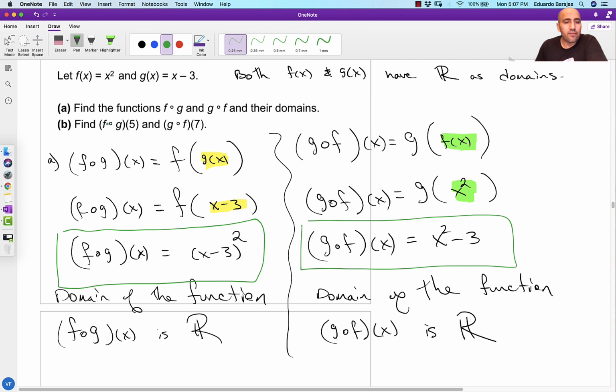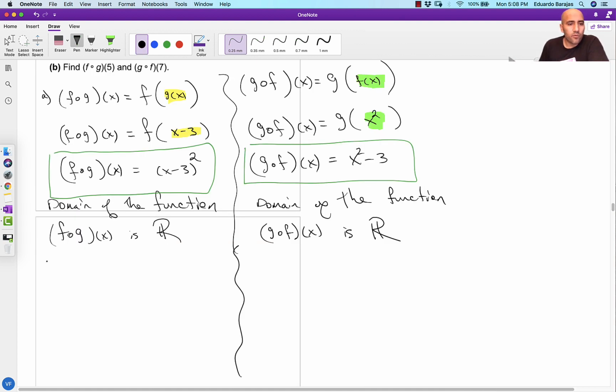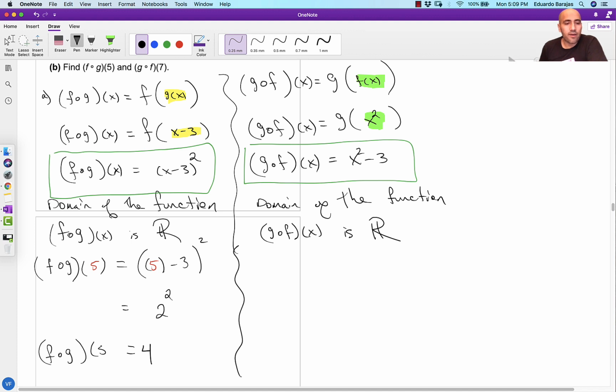Okay, so part B says evaluate f composed with g at 5 and evaluate g composed with f at 7. For this one we want f composed with g evaluated at 5. So we take this guy right here, which is some input minus 3, and then the whole thing gets squared, and that input is going to be a 5. So we put a 5 there, and we just simplify as best we can. 5 minus 3 is 2, squared, so the answer is going to be 4. So f composed with g evaluated at 5 equals 4.